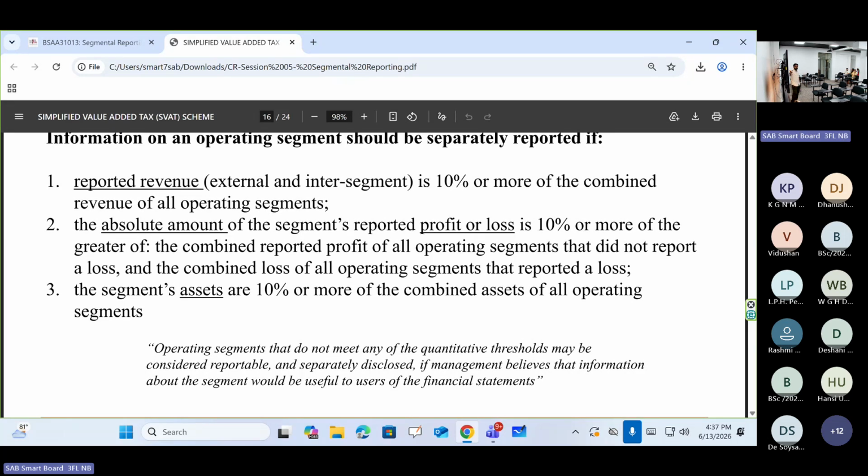This is important. Once you are getting this profit or loss, you need to consider the absolute amount. Absolute amount means you need to consider the negative one, negative or positive. Profit or loss, you need to consider as a number. Don't treat a loss as a negative value. We'll try that once we are doing a question.